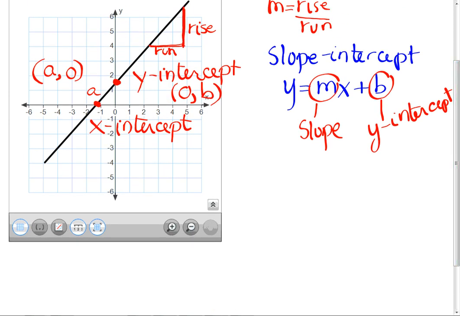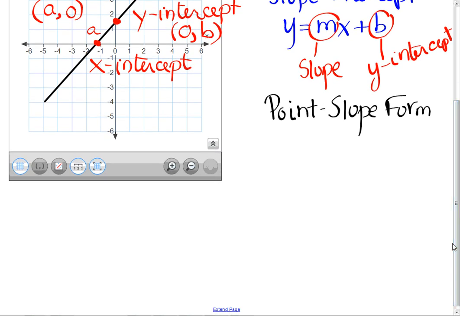And so what does point slope form look like? That's the one I like. It comes from the slope formula. Remember what slope formula is? Slope is y minus y1 over x minus x1. Because if I know where it comes from, maybe I can remember the formula.